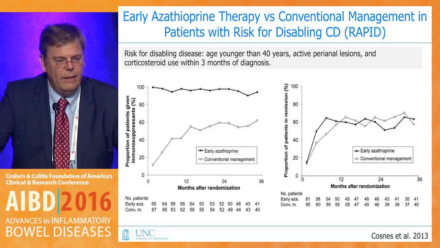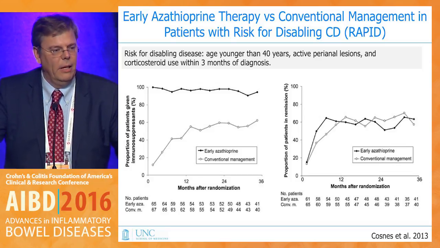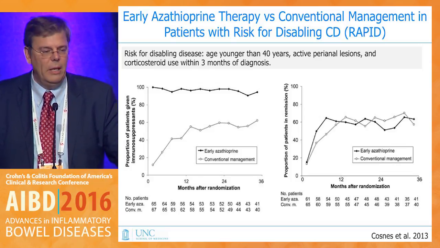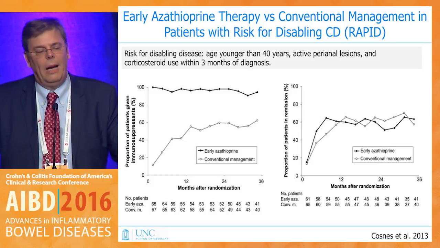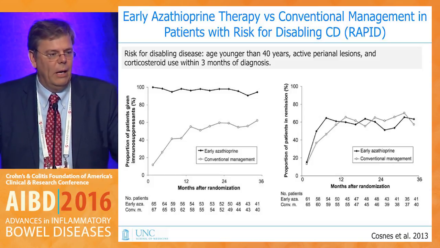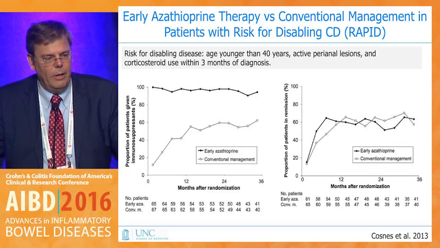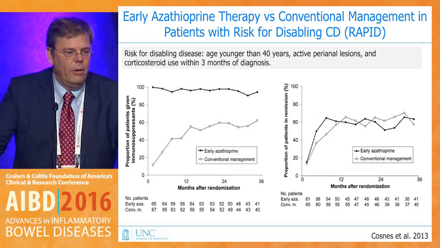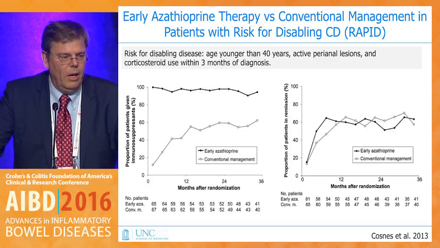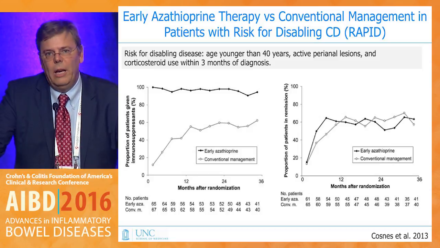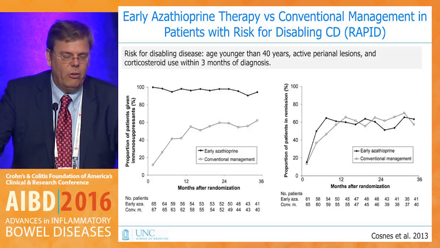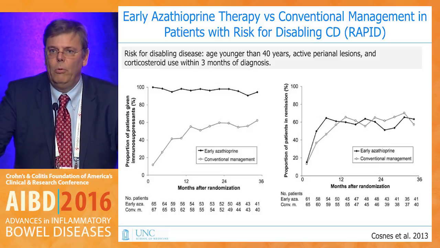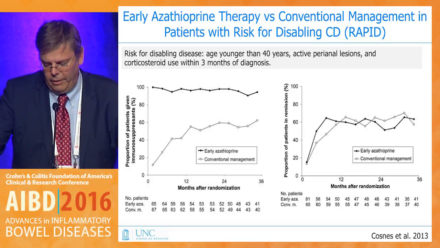And we saw this slide in the past already. The RAPID trial was shown several times at this meeting. And these were not patients with mild disease. These were actually patients who had risk factors for disabling disease. So they were younger than 40 years or had active perianal lesions, or they had steroid use within 3 months of diagnosis. And they were started on early azathioprine or on conventional management, the step-up approach. We do a steroid taper and then we start azathioprine.